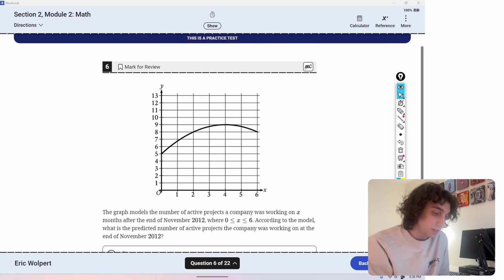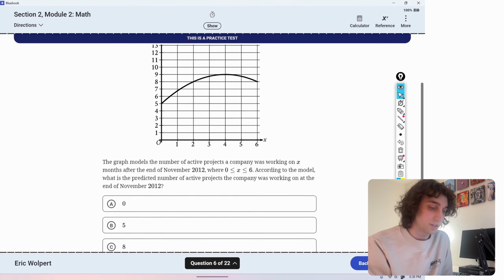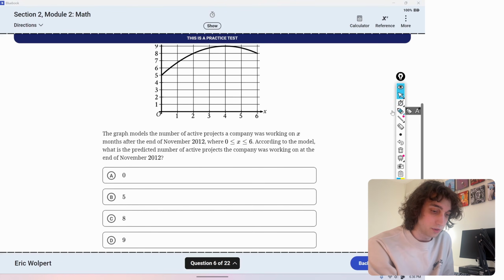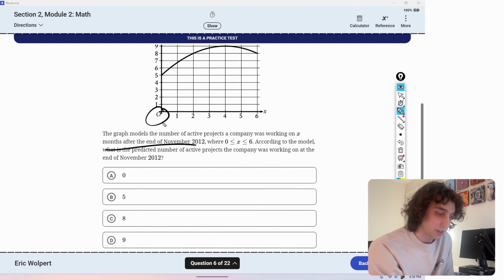That's the answer. Number 6, this graph models the number of active projects the company is working on x months after the end of November 2012. So let's think about what that means. That means that this is November 2012, this is December 2012, this is January 2013. So what is the predicted number of active projects? What variable is that going to be?